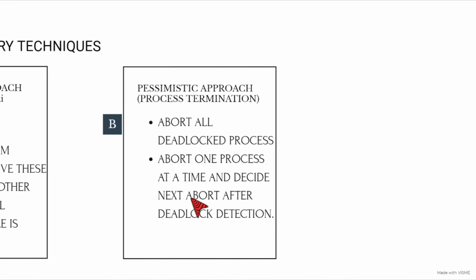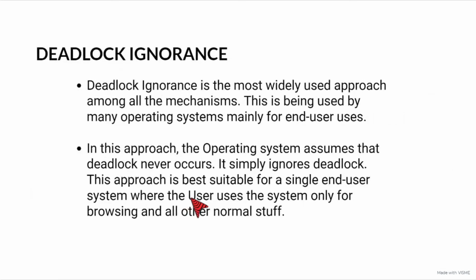Okay, now let us go to deadlock ignorance. Deadlock ignorance is the most widely used approach among all the mechanisms. What is deadlock ignorance? It is nothing but simply ignoring the deadlock that has occurred in the system. In this approach, the operating system assumes that deadlock never occurs even though deadlock occurred. It just simply ignores the deadlock.